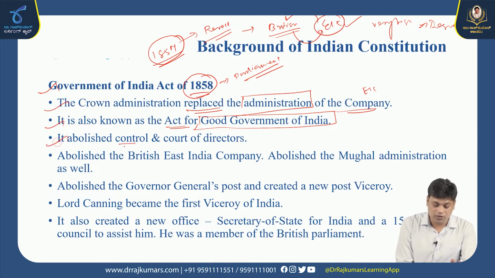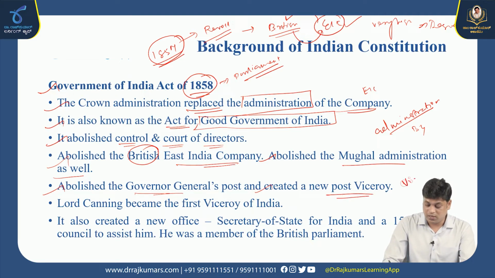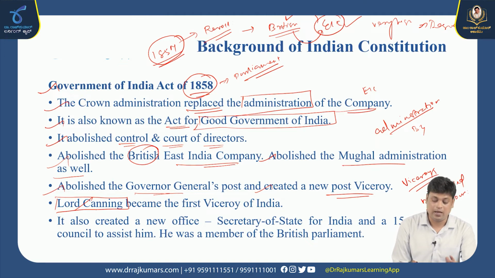Okay, it abolished the control of the Court of Directors, and also abolished the British East India Company and the Mughal administration as well. So the administration was purely under the control of the British government. Okay, and it abolished the Governor General's post and created a new post called Viceroy. Such viceroys used to be nominated persons or representatives of the Crown. The first Viceroy of India was Lord Canning, as per the Government of India Act 1858.